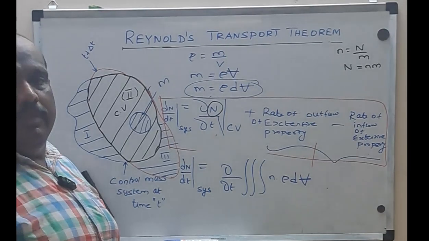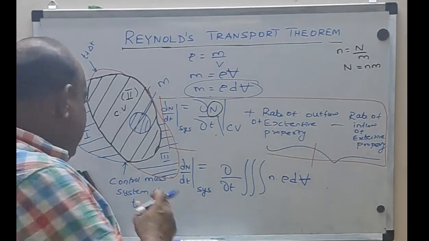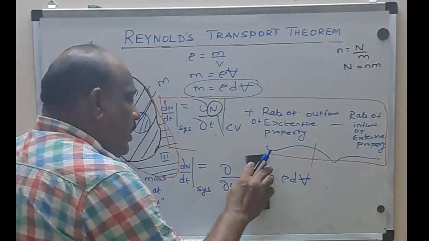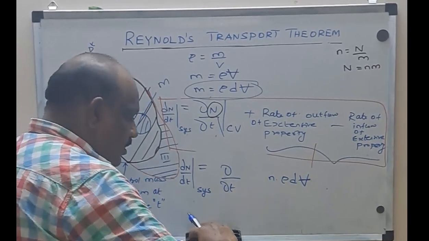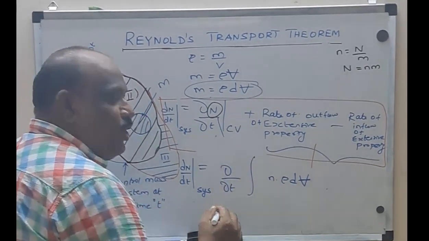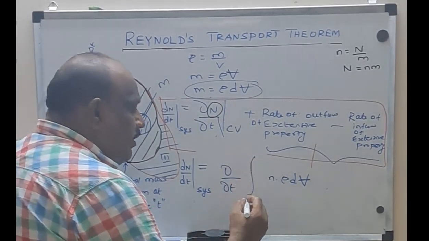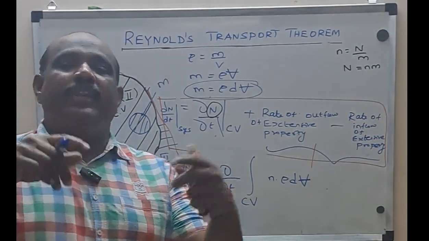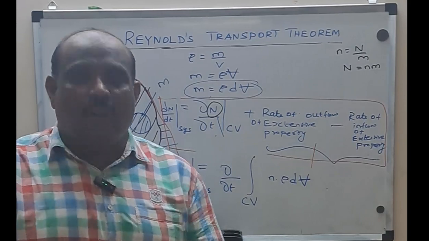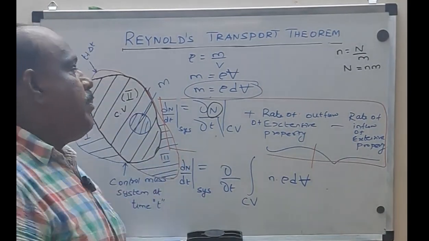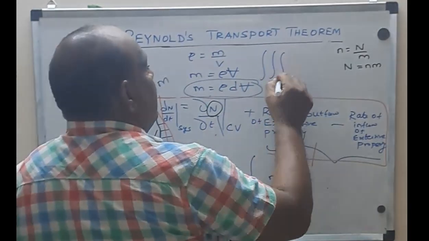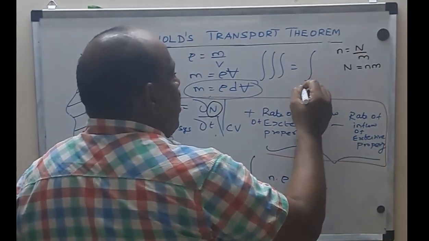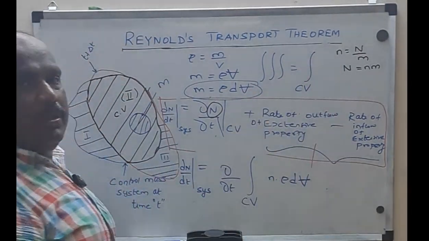In most of the books, instead of this triple integral, they will give only a single integral. Strictly it would be wrong, because it should be a triple integral. But we will indicate the triple integral by the symbol CV, meaning integrate over the entire control volume. So instead of representing this triple integral, you can also show it this way. Both are the same.